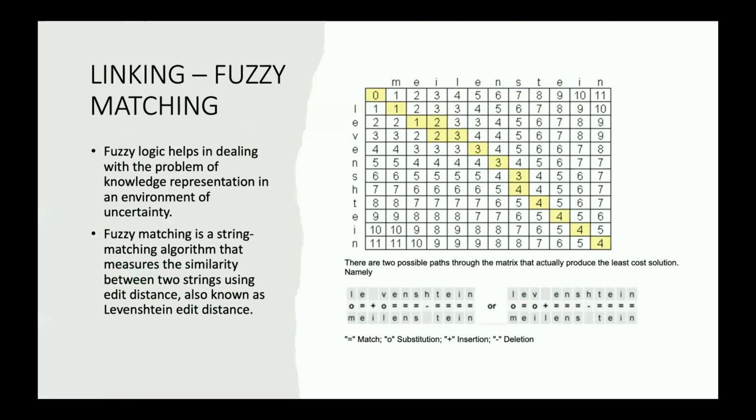Next is fuzzy matching, which is a technique that helps in dealing with problems of knowledge representation in an environment of uncertainty, where we don't have an ontology covering all the terms, or we don't have semantic similarity models established. We can use fuzzy matching, which uses edit distance, also known as Levenshtein distance, to calculate the similarity between two words. This edit distance is calculated by giving a score for every replaced letter, removed letter, and moved letter, and the overall score is calculated.